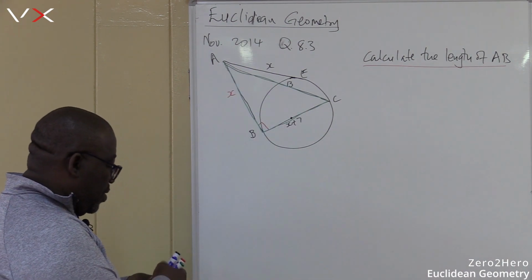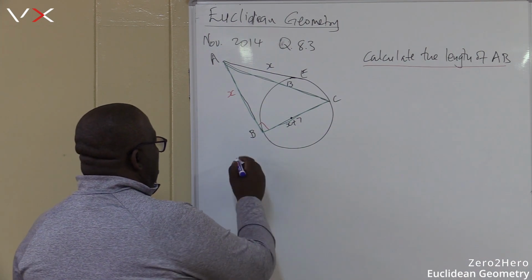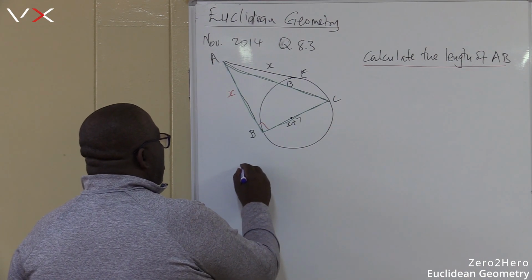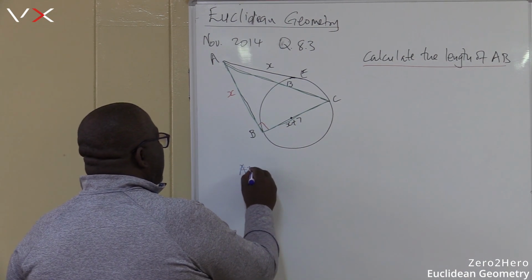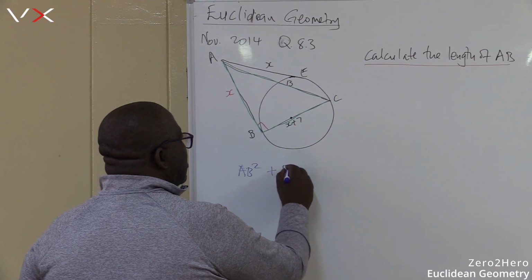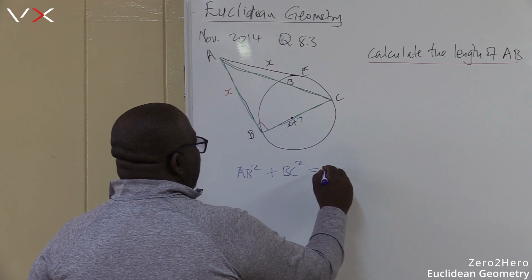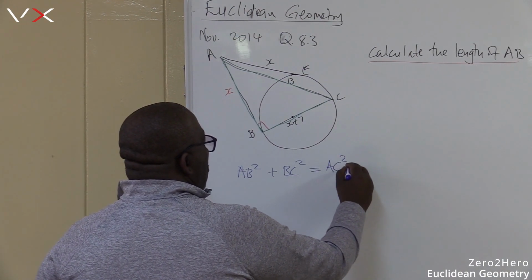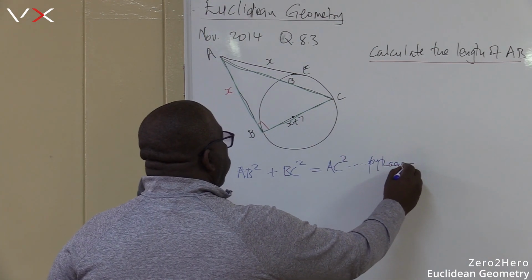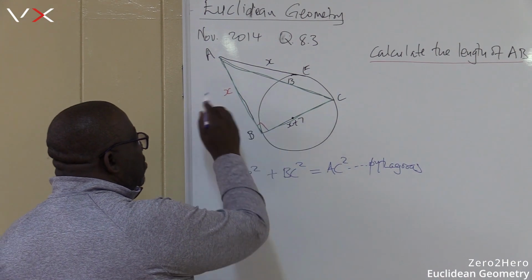Let's write it down. Your Pythagoras will then be saying, let me start with AB squared plus BC squared is equal to AC squared. Where did I get this one? From Pythagoras theorem: the square on the hypotenuse is equal to the sum of the squares on the other two sides.